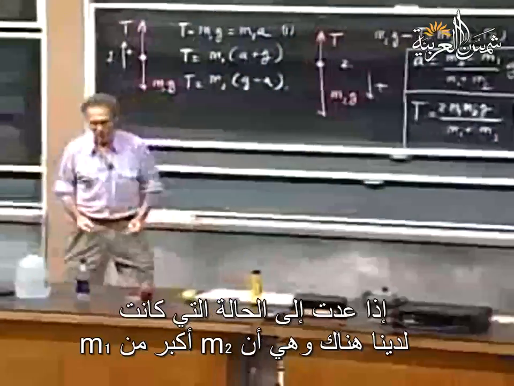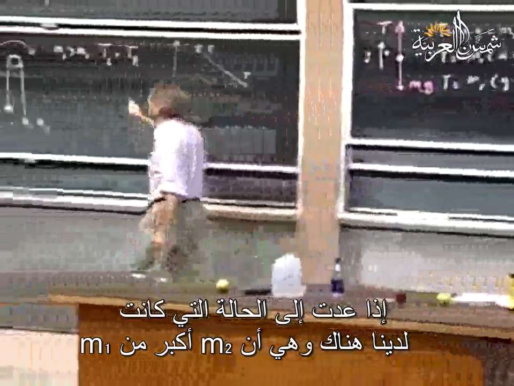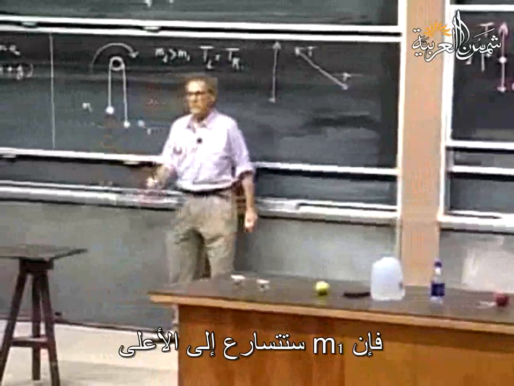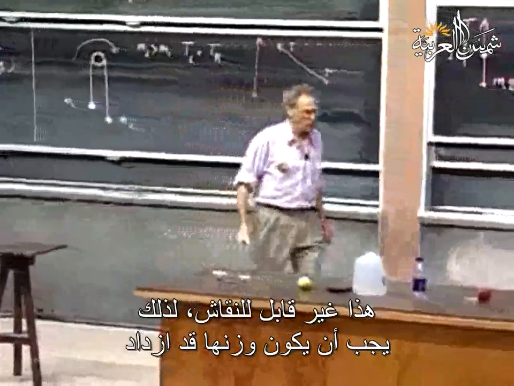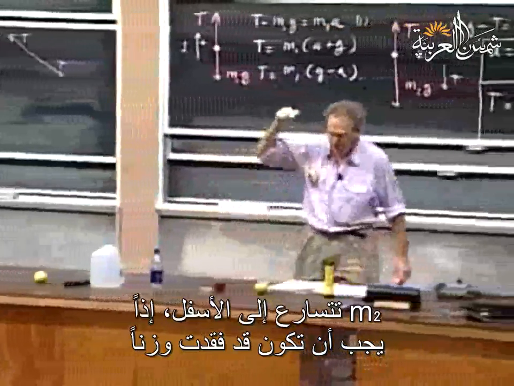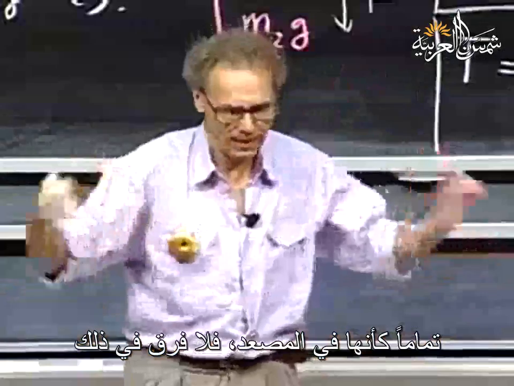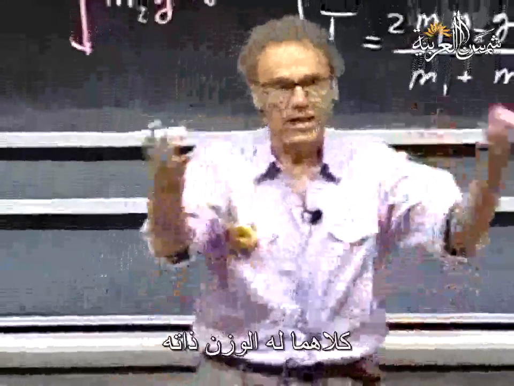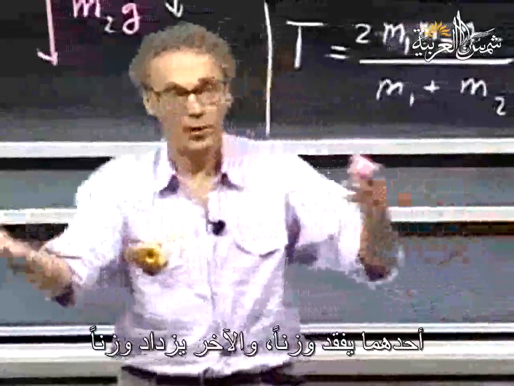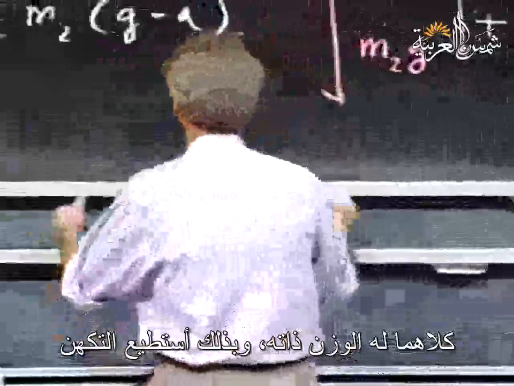If I return to the case which we have there, that m2 is larger than m1, m1 is being accelerated upwards. That's non-negotiable. So it must have gained weight. m2 is being accelerated down. So it must have lost weight. So it's like being in an elevator. There's no difference. They each weigh the same. One loses weight, the other gains weight.